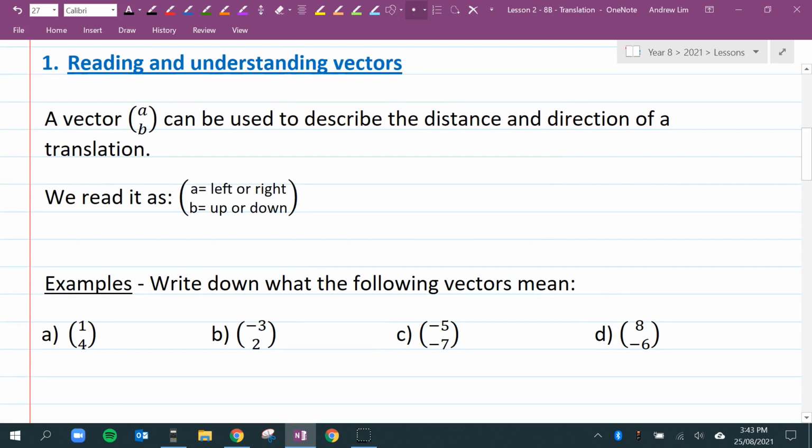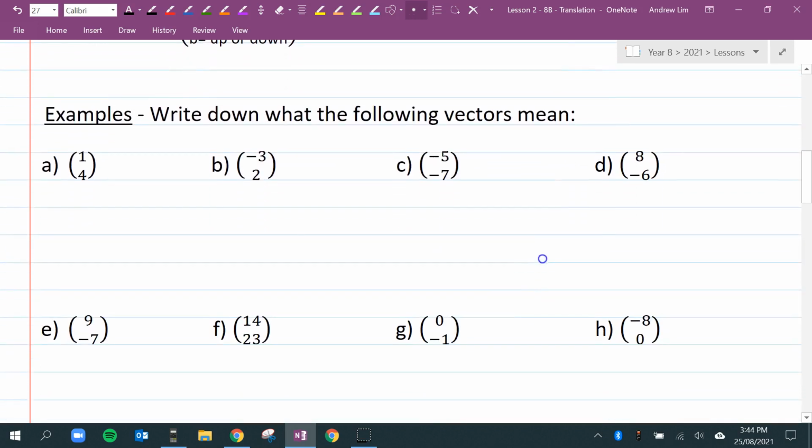Reading and understanding vectors. A vector, AB, can be used to describe the distance and direction of a translation. We read it as: the top number means you're either going left or right. Left if it's negative, right if it's positive. And the bottom number tells us whether we go up or down. Up if it's positive, down if it's negative.